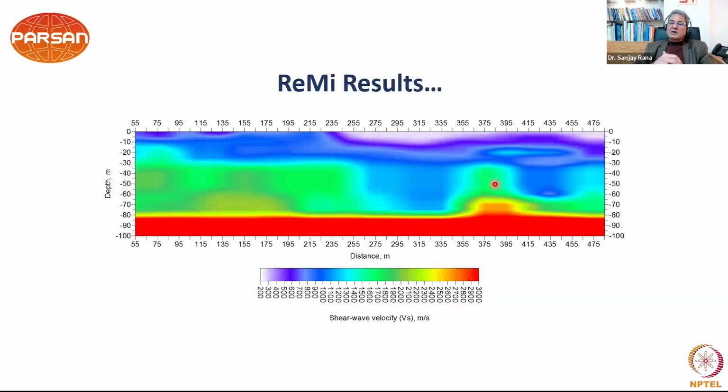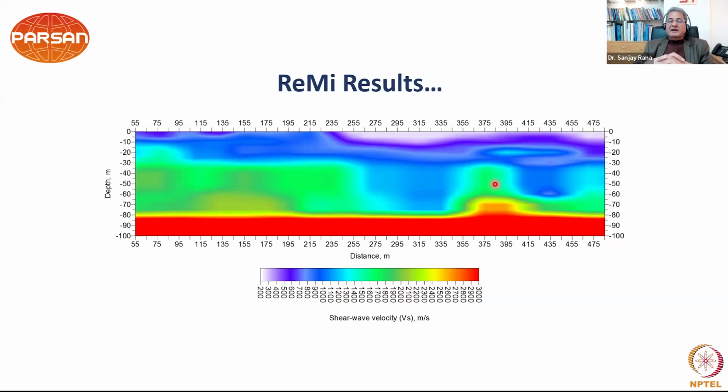They are based on dispersion properties of Rayleigh waves. So we create the Rayleigh wave dispersion curve. Equipment more or less remains the same as seismic equipment, which we discussed earlier, except that your geophones are generally 4.5 hertz in this particular case.